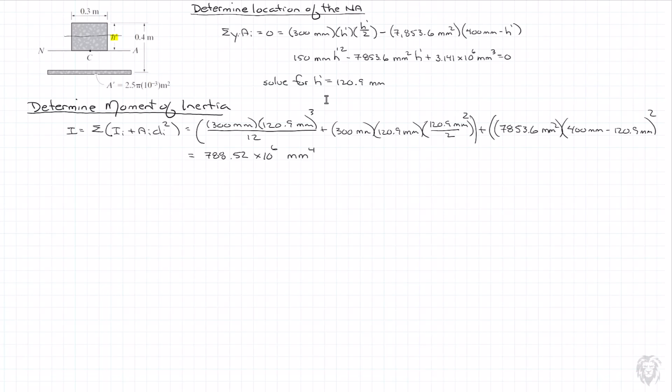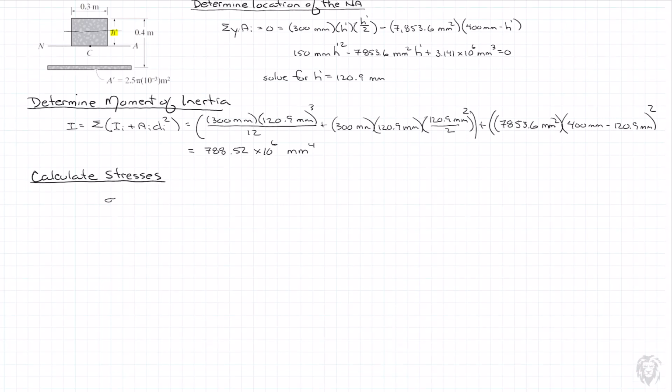If we want to get our maximum compressive stresses, they're going to happen at the top of the beam, or the top of the concrete section. The tensile stresses, of course, will be in the steel at the depth 0.4, or 400 millimeters. We'll start with our maximum stress in the concrete at the top of the beam. So let me get some labels in here.